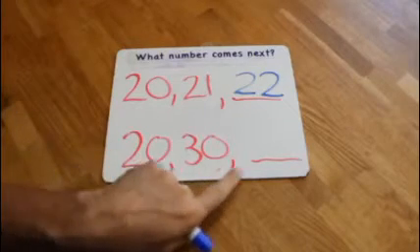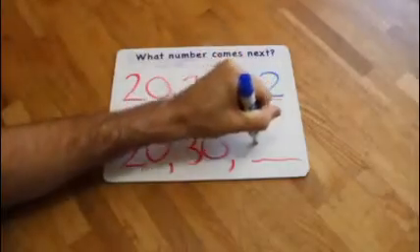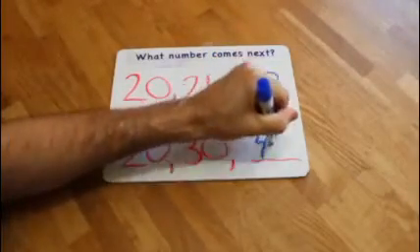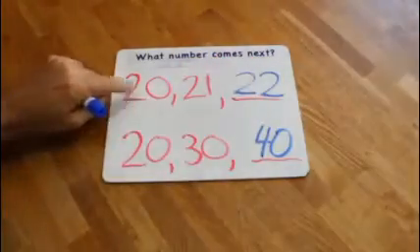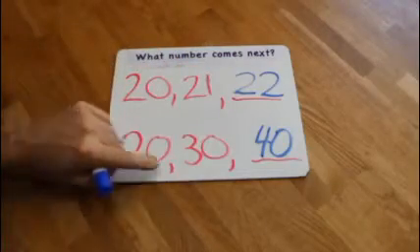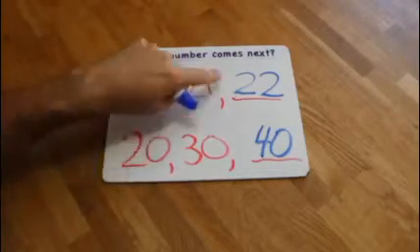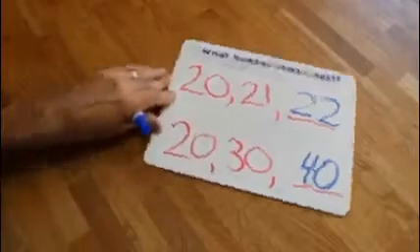20, 30, 40. Write a 4 for the tens, a 0 for the ones. This counting by 1 starting at 20, counting by 10 starting at 20, gets us to different places.